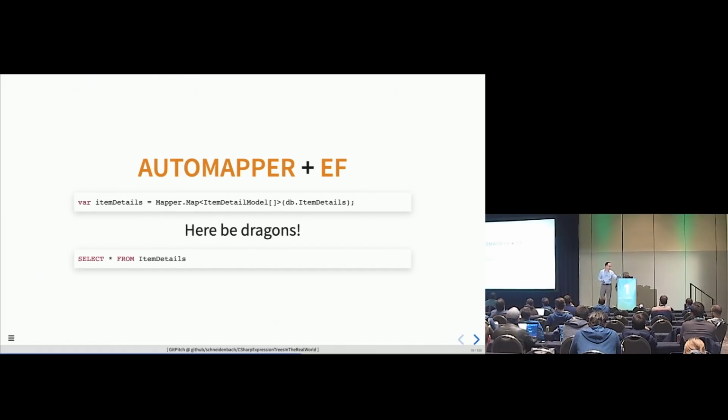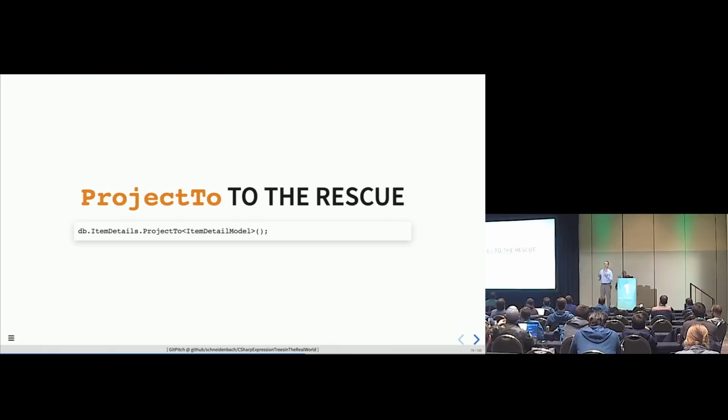And the dragons come in because this will call select star on that table. And how do the DBAs that you work with love select star? They hate it, right? You don't want to make the DBAs mad because then they yell at you and they make you refactor your code, right? So project to is a really powerful thing that can come to the rescue and take some of that pain away.